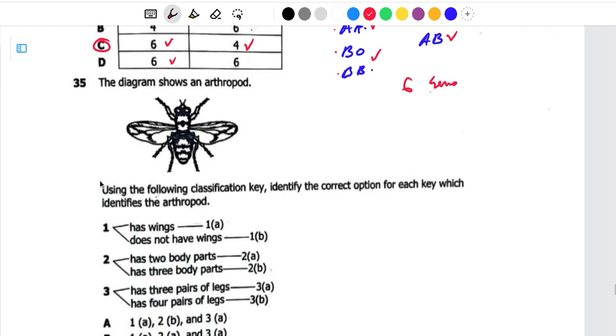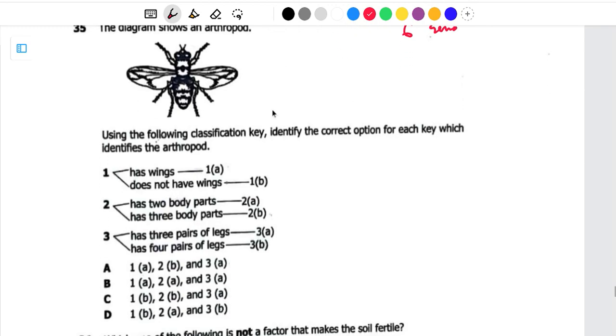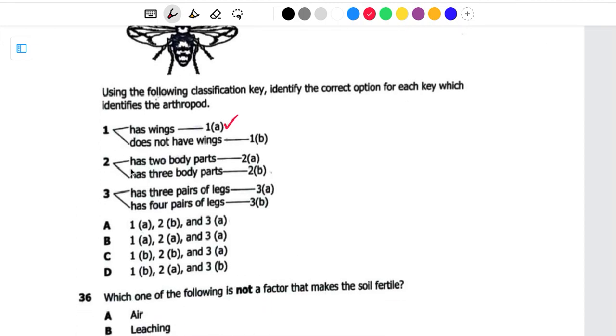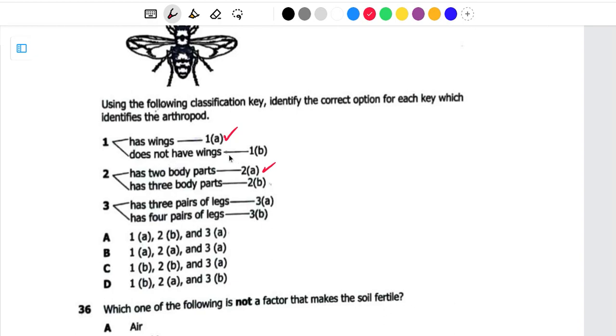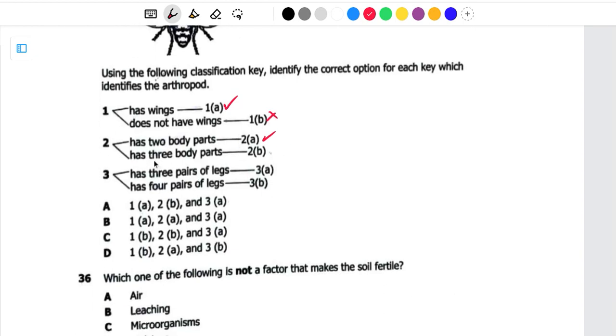Then question 35 is saying the diagram shows an arthropod. So using the following classification key, identify the correct option for each key which identifies the arthropod. So we have number 1, it has wings. Yes, so that is 1A. And then when it comes to this one, it has 2 body parts, which is A2. This is correct. But when it comes to this one, it doesn't have wings. No, it has. So this one, no. And then here has 3 body parts.